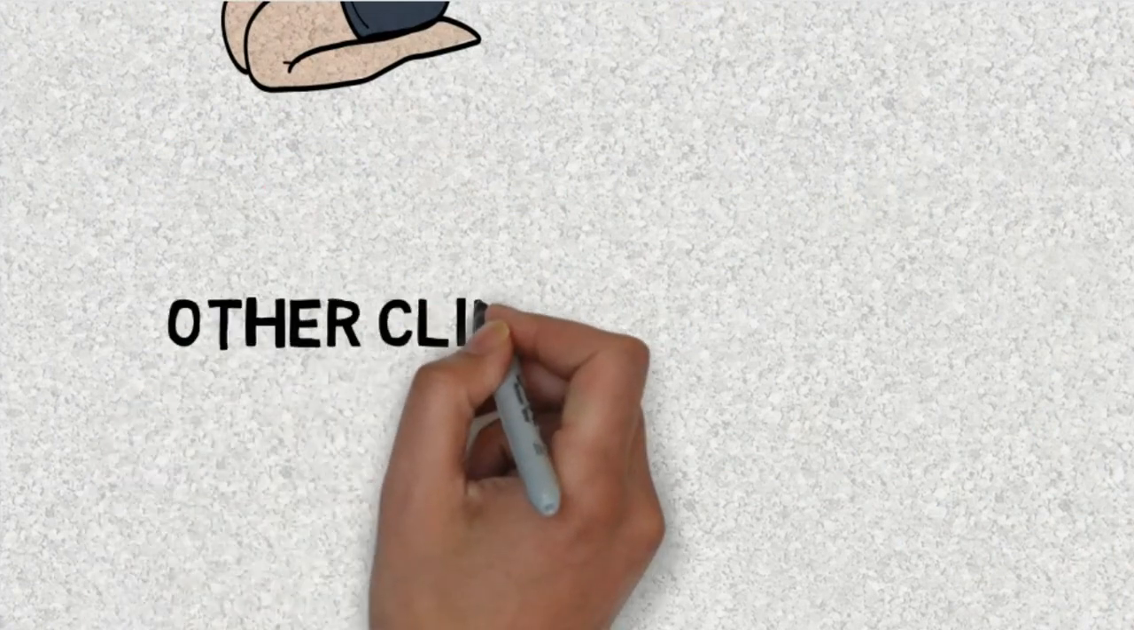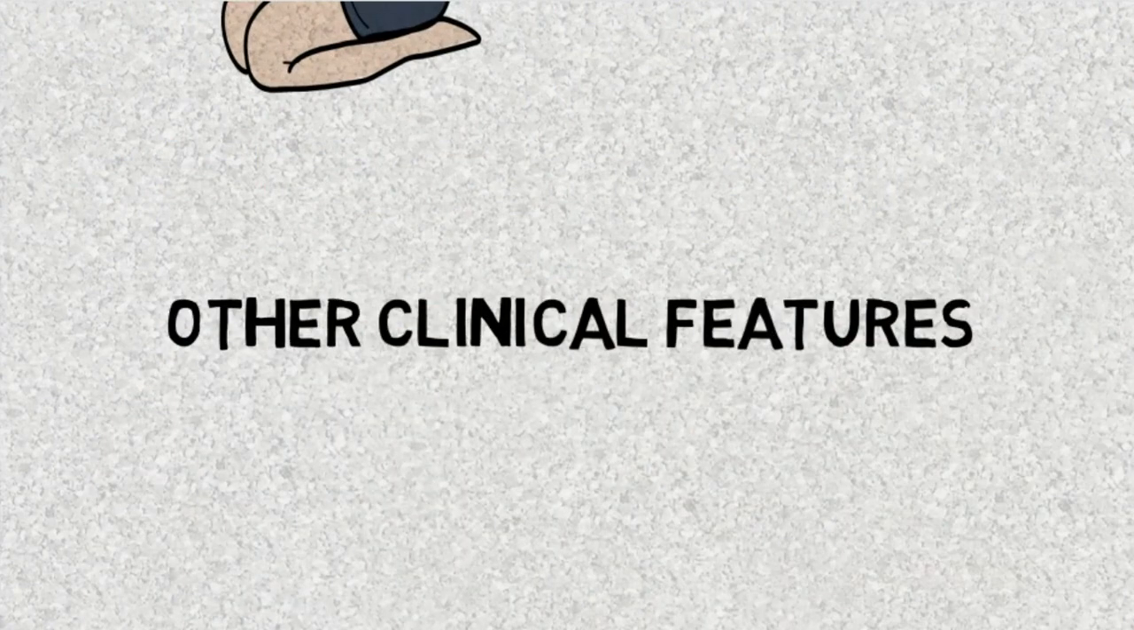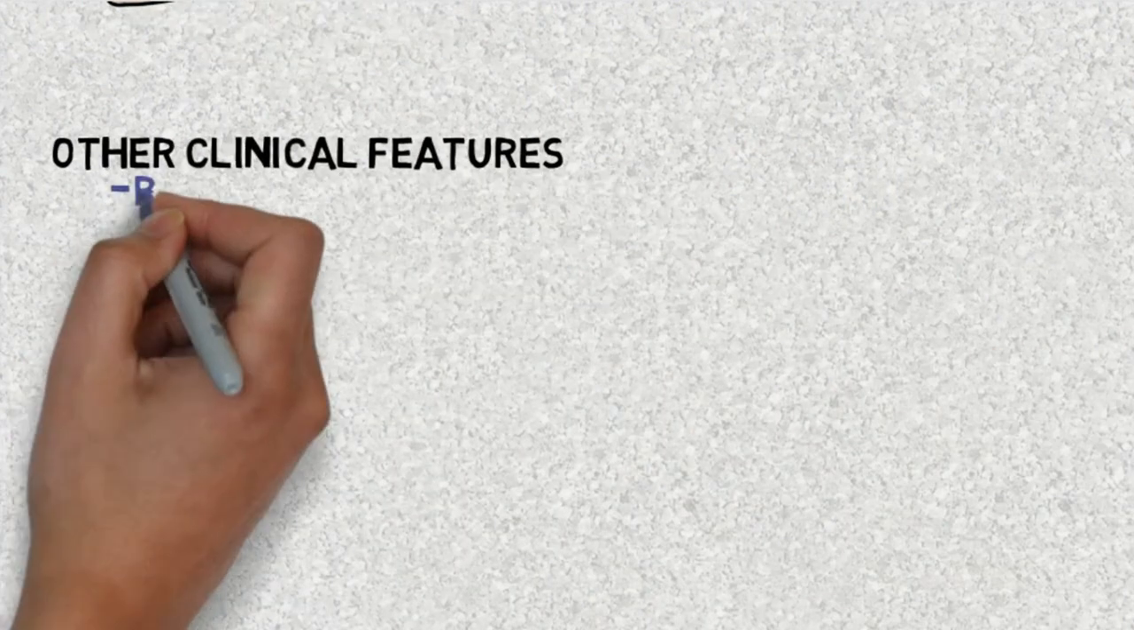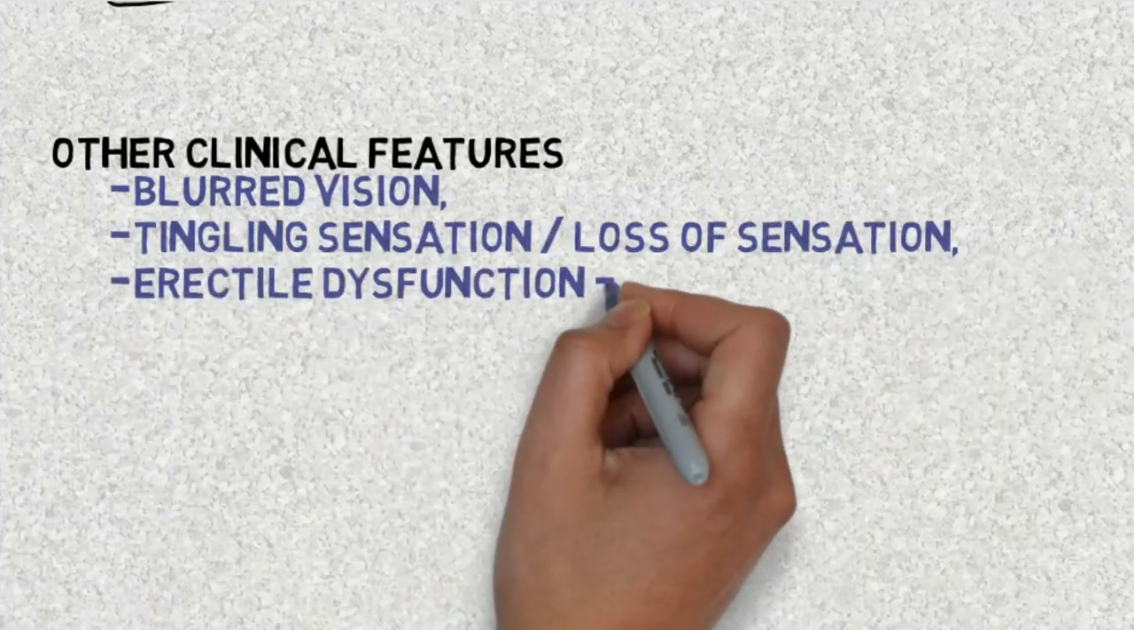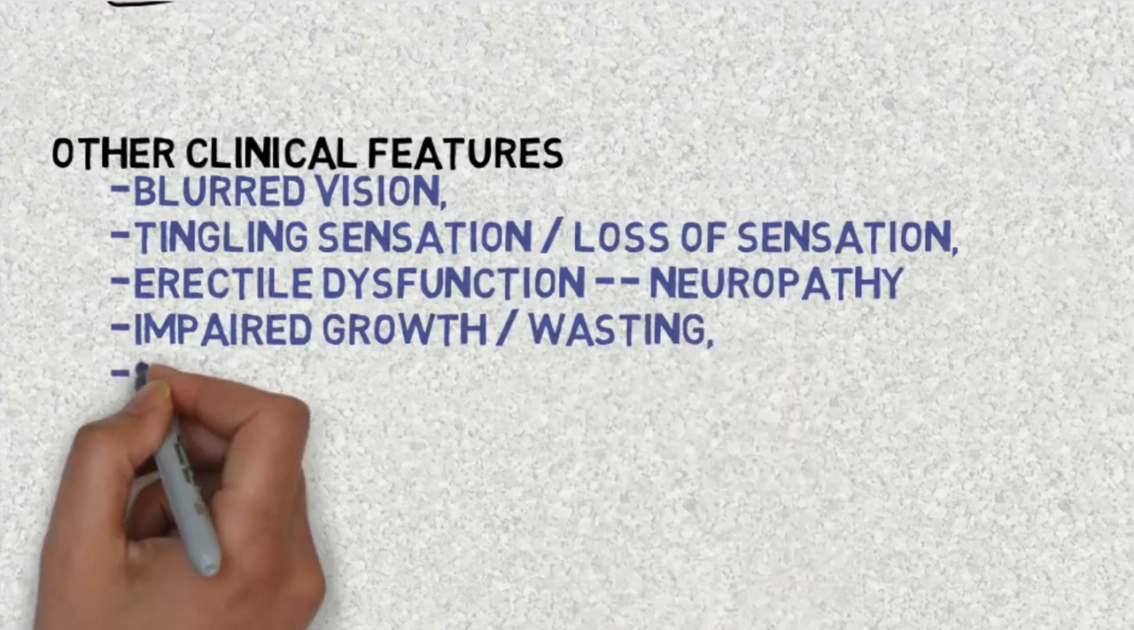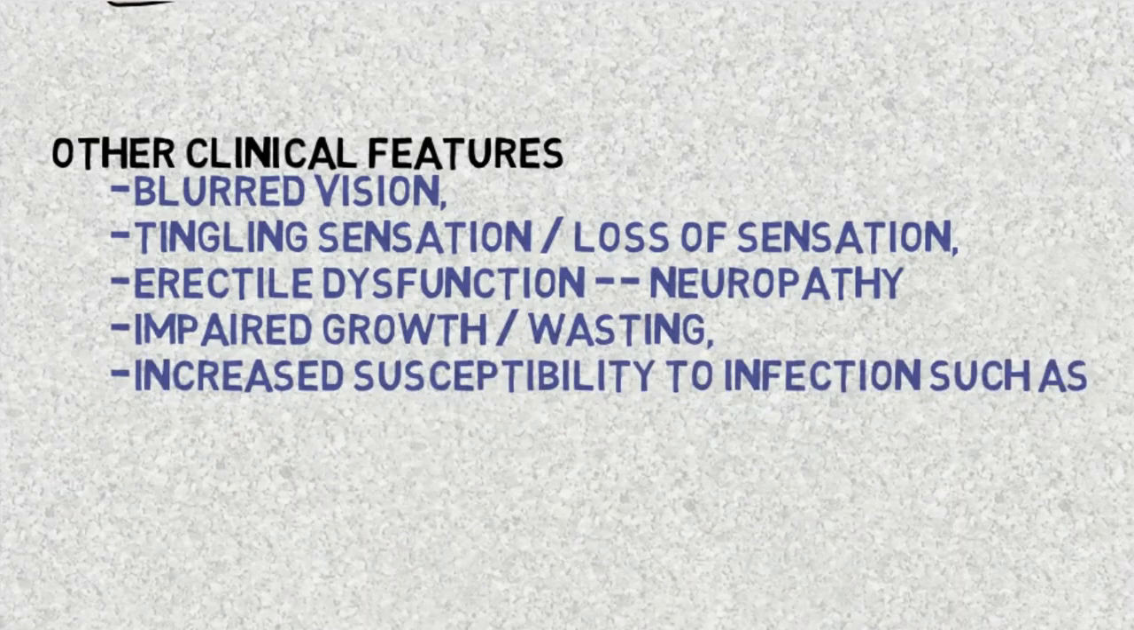Other clinical features. These are such as blurred vision, tingling sensation or loss of sensation, erectile dysfunction which is due to neuropathy, impaired growth or wasting, and increased susceptibility to infections such as candidiasis and UTI.